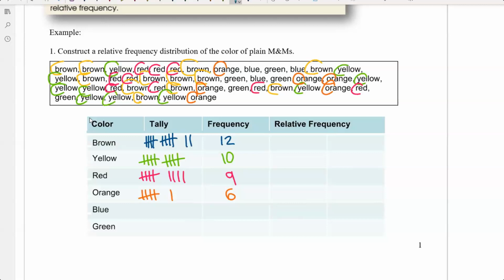Okay, now here we have blue. We have 3 total. Blue. So 1, 2, and one more. It's one. This one, 3. And green, we should have 5. So it's that one. 1, 2, 3, 4, 5.